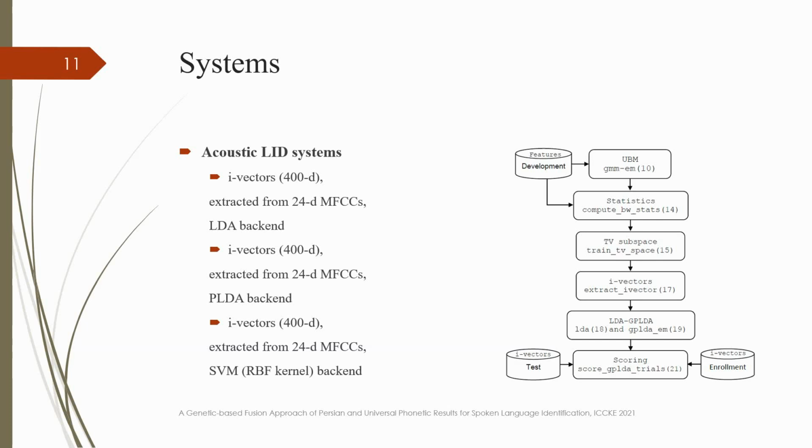Then, the Baum-Welch statistics were computed, and the total variability matrix was constructed using the UBM and the Baum-Welch stats. Finally, a 400-dimensional I-vector was extracted for each file in our dataset, and the extracted I-vectors were modeled using three different classifiers, namely SVM, LDA, and PLDA.